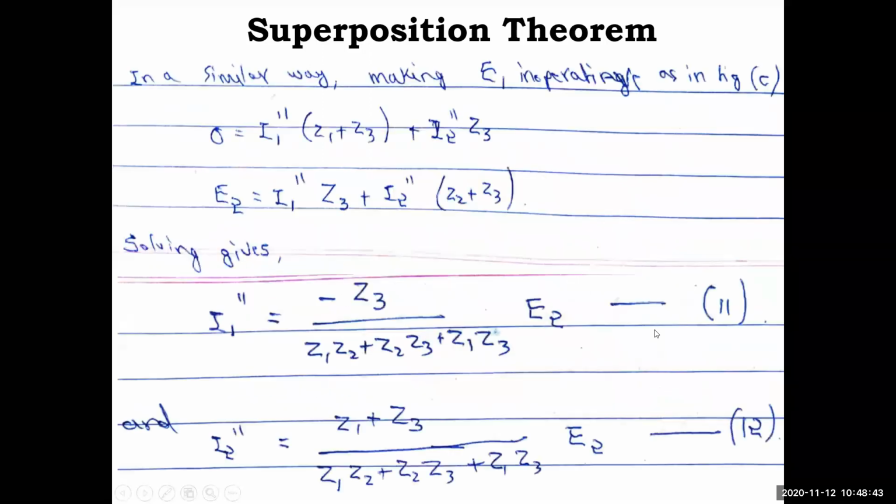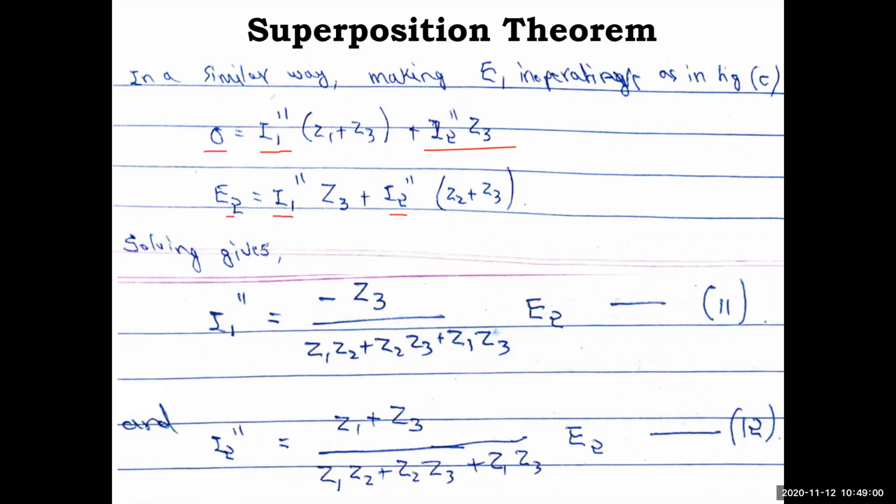Now if you write the KVL equation with E1 inoperative as in figure C, the E1 part is 0, and the currents have changed now: I1 double dash and I2 double dash. This is the change. E2 is as it is here, with I1 double dash, I2 double dash, and E1 is 0.